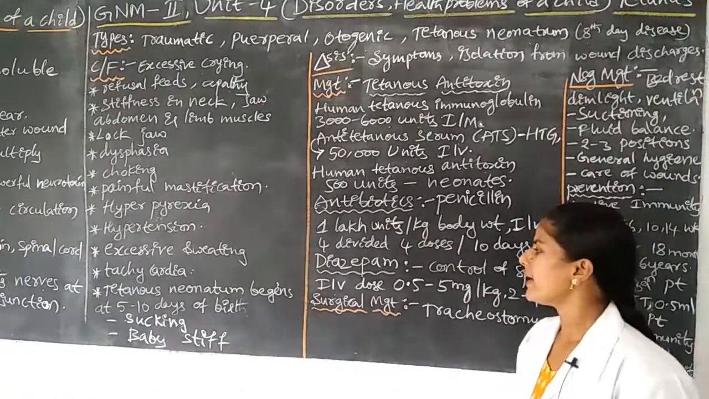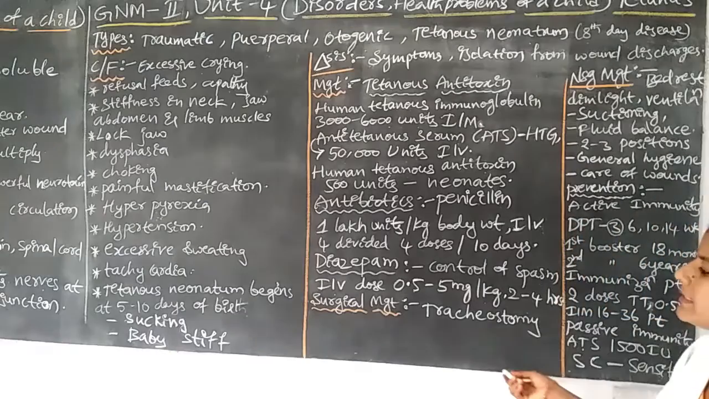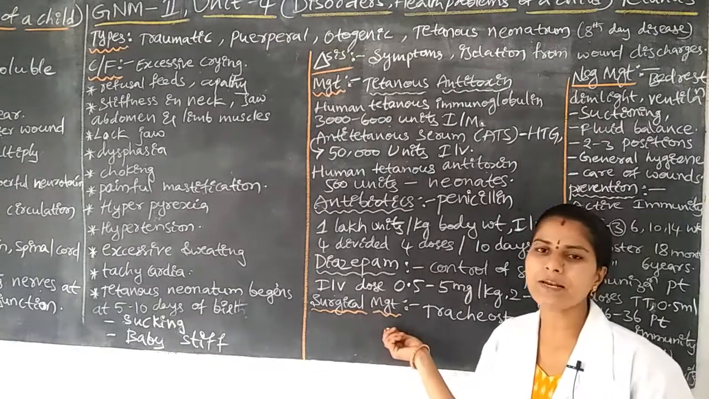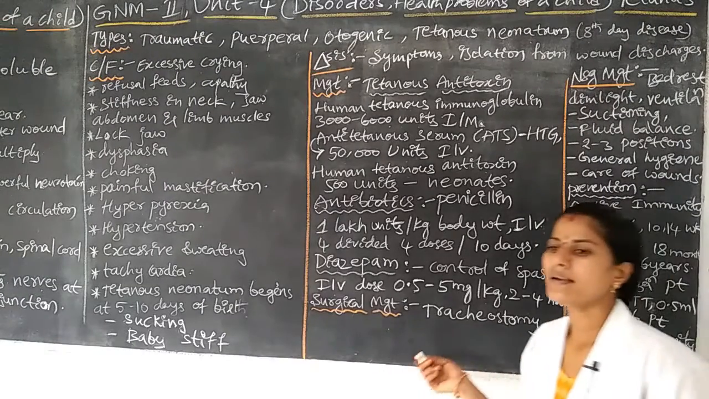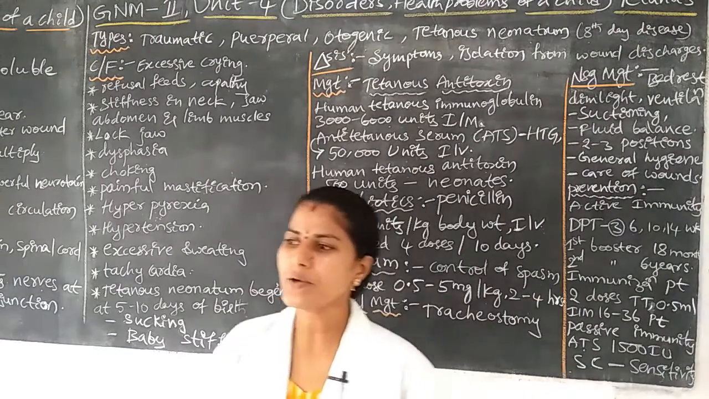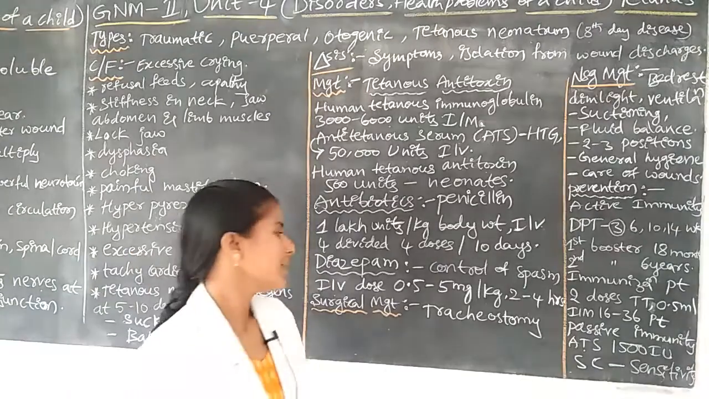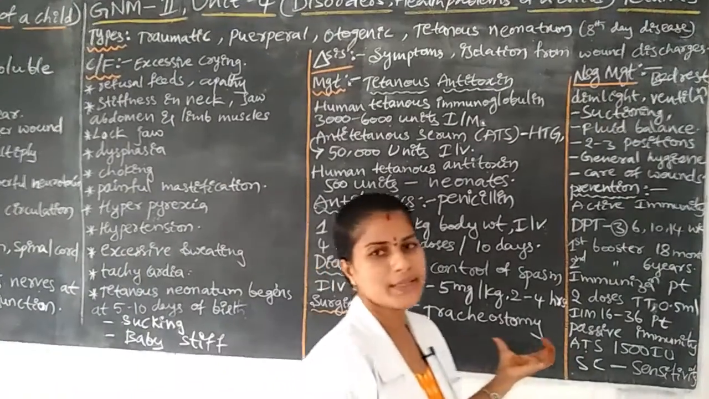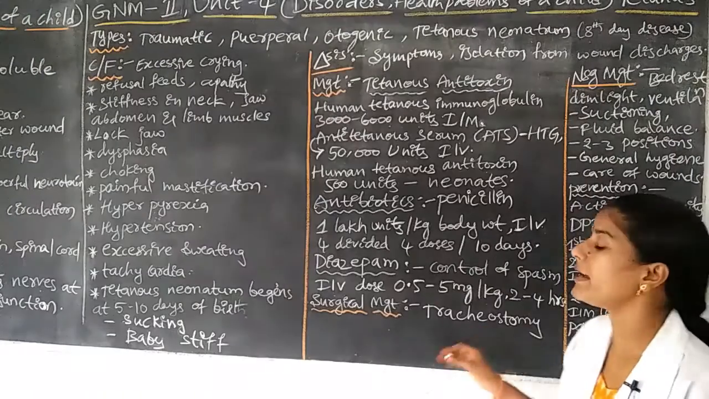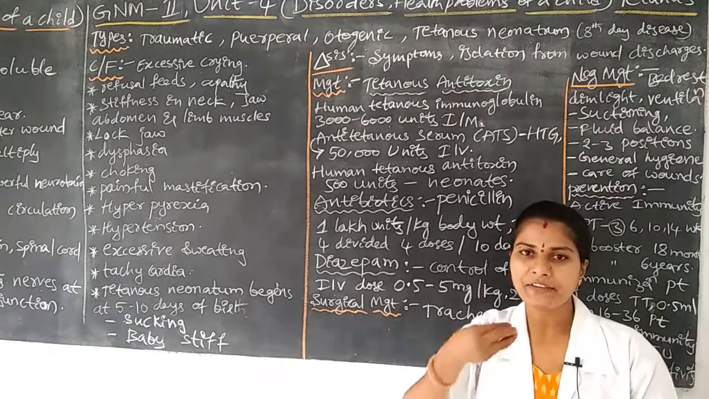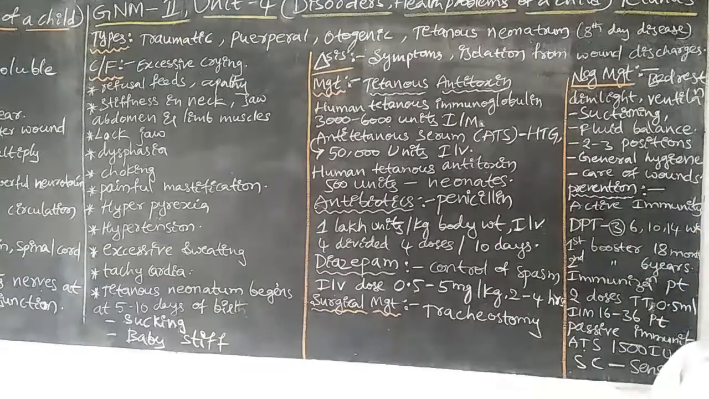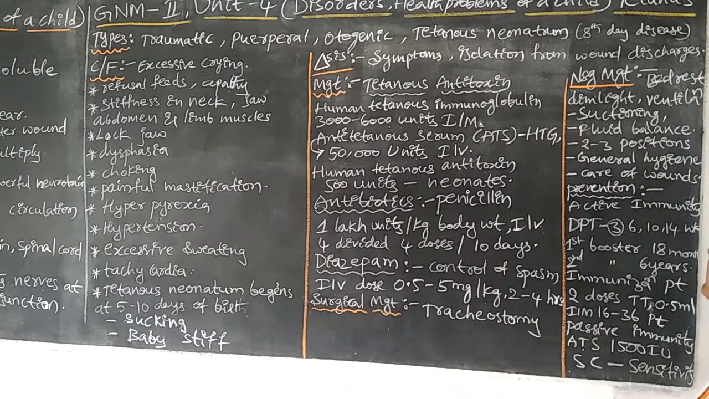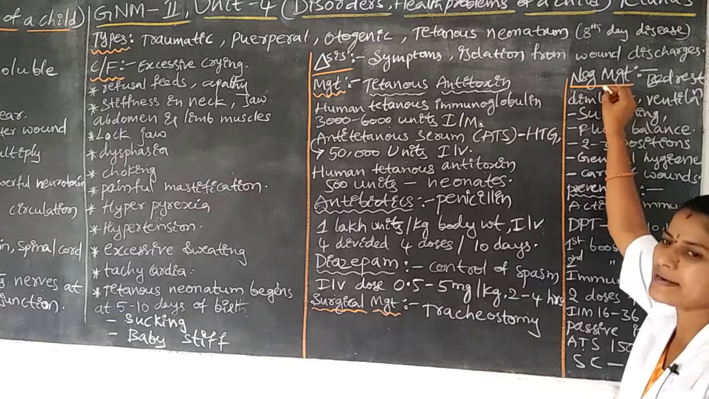Next, the other management is surgical management. In surgical management we have to do a tracheostomy. What is the use of tracheostomy? Here we open the trachea for relieving any difficulty in respiration or any difficulty in swallowing. Next, we are going to discuss nursing management.